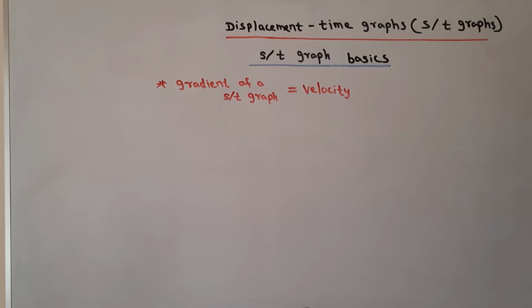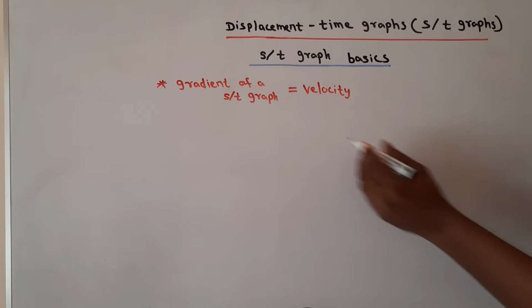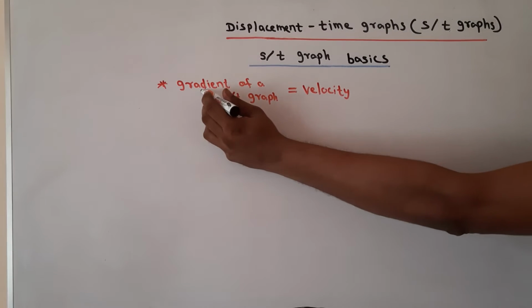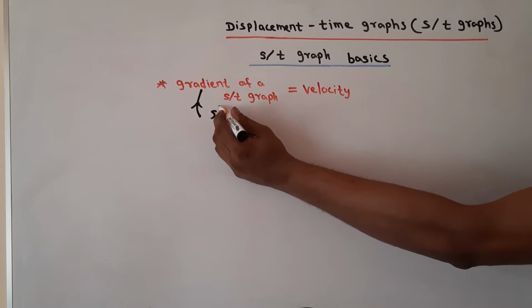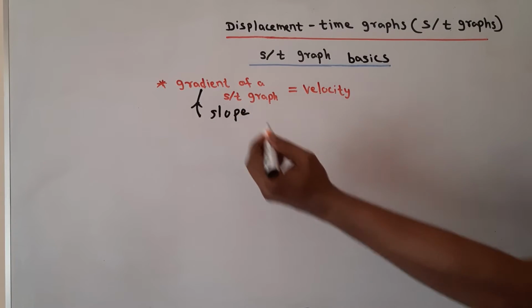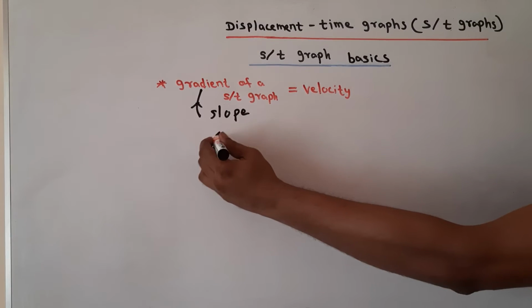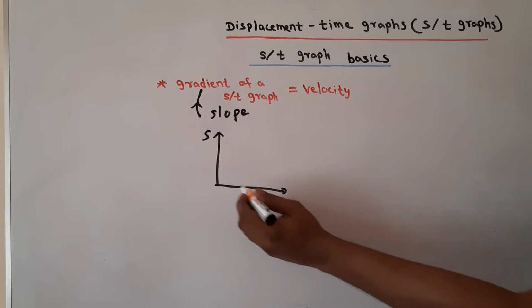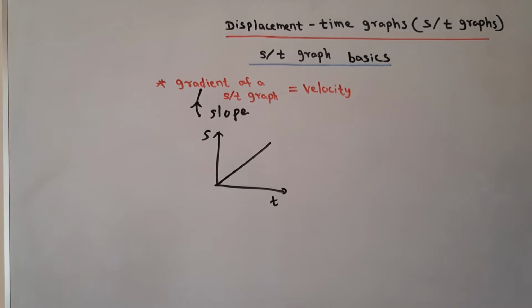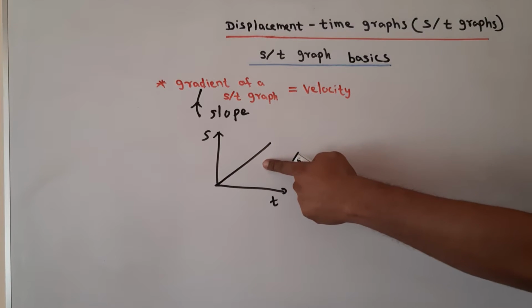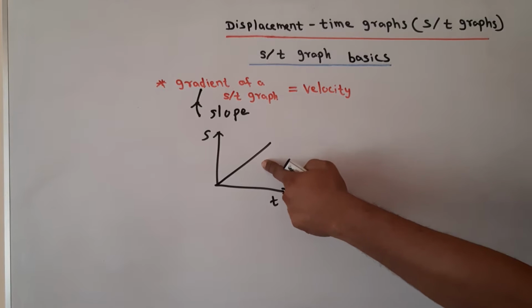Displacement time graphs. Today we are discussing ST graph basics, displacement time graph basics. Gradient of a ST graph equals velocity. Actually, the gradient means the slope. Look at this. There's a constant gradient in this graph. That means velocity is constant.